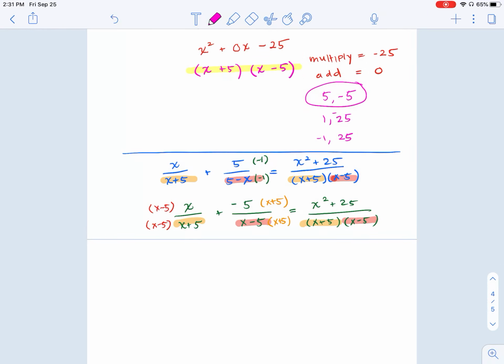So if I do that, I have x times x minus 5 all over x minus 5, x plus 5, plus negative 5, x plus 5, all over x minus 5, x plus 5, is equal to x squared plus 25 all over, I'm just going to switch them so visually we see them all the same, x minus 5, x plus 5.